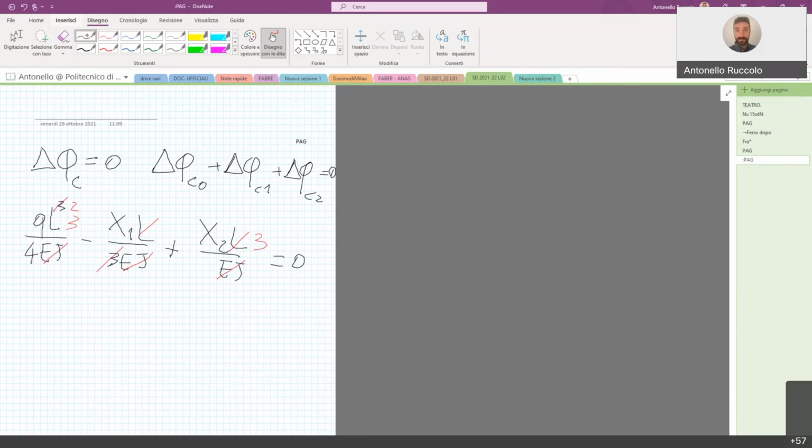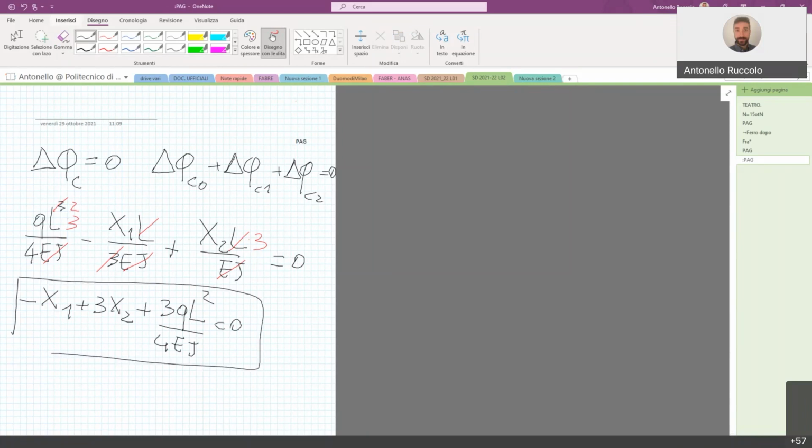And we have minus x1 plus 3x2 plus 3 QL to the power of 2 over 4 iota. This is our second compatibility equation.